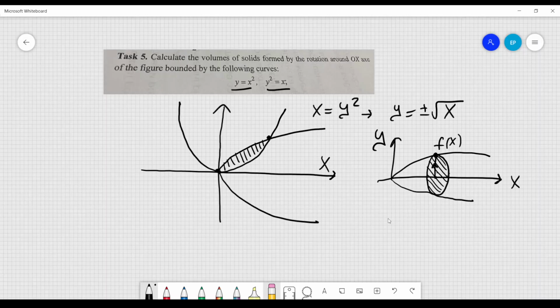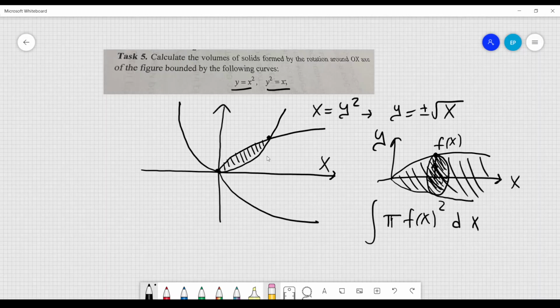So the area of the circle is pi times the radius squared. In this case, the radius squared is simply f of x squared, right? So we have pi f of x squared is the area of this circle. Then we integrate over x and we find the volume in this region here.